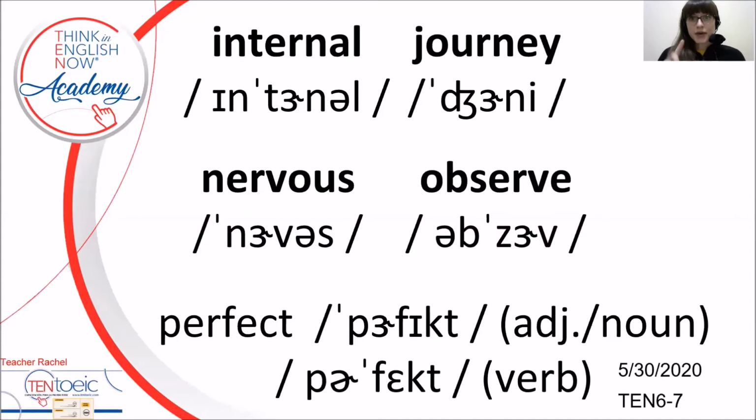So our next word, we have two pronunciations. The first one is the adjective or noun perfect. So you look perfect today. Everything looks great. Nothing is wrong. Our verb, perfect. That means to make better, to get better, to make it really, really good. So I want to perfect my English. I want to make it great.